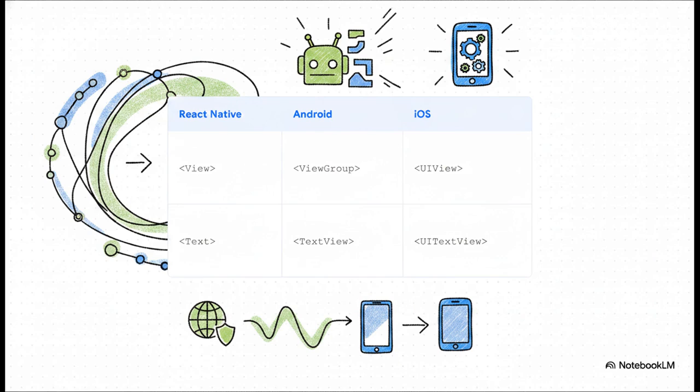When you write a View or a Text component, you aren't just rendering some clunky web page inside a mobile app wrapper. Not at all. At runtime, React Native actually compiles your JavaScript components down into true, highly performant native platform UI. For example, on Android, your View literally becomes a native ViewGroup, and on iOS, it becomes a UIView. Same goes for your Text component. It translates directly into an Android TextView or an iOS UITextView. So you're writing in React, but your users are getting a 100% authentic native experience.